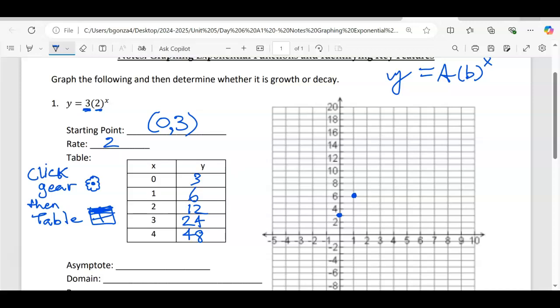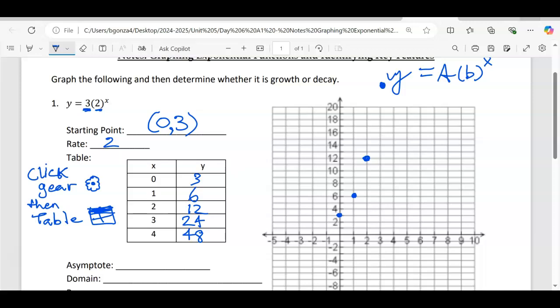2, 12. 3, 24 is off the grid, but you could still kind of guesstimate if you want. I'm not going to fit 48 on here. It's too far off, right? Do you see how these points are not in an exact straight line? They are curving.